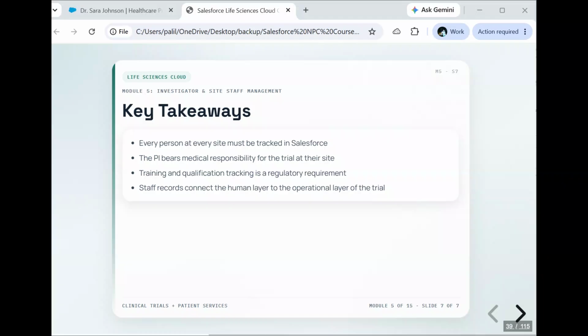Now let's talk about the key takeaways. Every site is only as good as the team running it. Tracking investigators and site staff in Salesforce ensures that sponsors and CROs always know who is responsible, that training requirements are documented, and that the human layer of the trial is fully visible alongside the operational data.